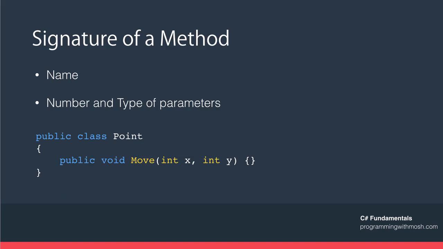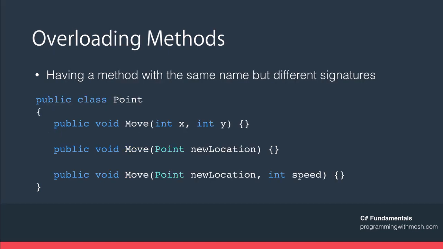The signature of a method consists of its name and the number and type of its parameters. So in this example, you see we have a point class that has a method called move. I have highlighted the areas that make up the signature of this move method with yellow. So the name and the type and number of parameters. A concept that goes hand in hand with the signature of a method is overloading. So basically overloading means having a method with the same name but different signatures.